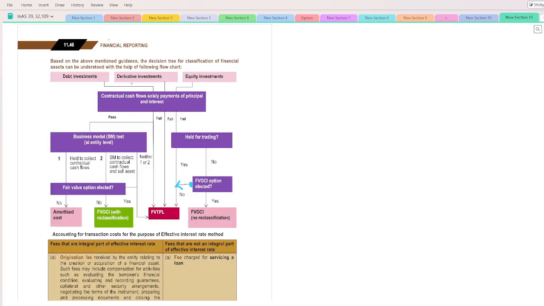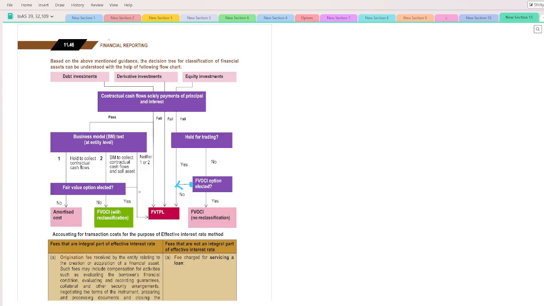Similarly, this will be for the amortized cost. Now, as the SPPI test is passed, when you're coming here, the business model test is to collect the contractual cash flow and sell the asset. That is hold to collect and sell. If that test is passed, then are you going for the exception? If not, then FVOCI classification. If you are going for the accounting mismatch option, then it will be classified under FVTPL.